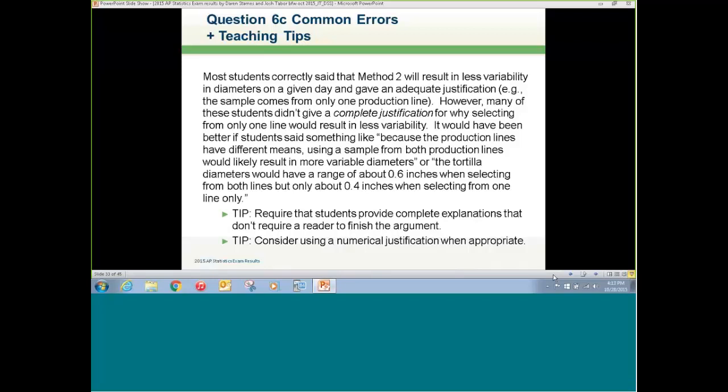So some tips here. Require that students provide complete explanations again, and consider using a numerical justification when appropriate. It's always better to have specifics in an explanation rather than abstract concepts. It makes it easier for students to explain what they're thinking and makes it easier for readers to understand what the student is trying to say.